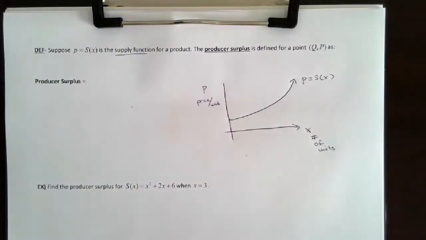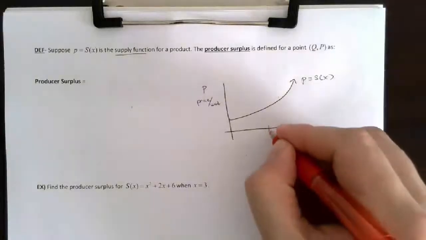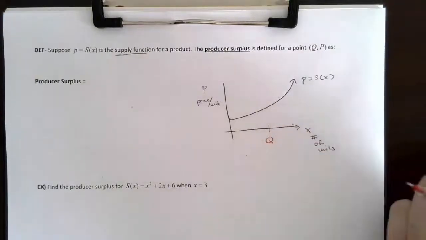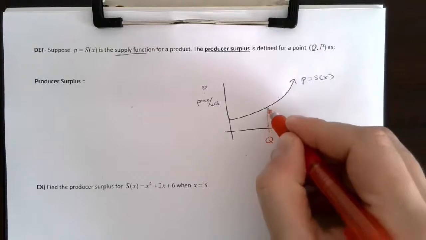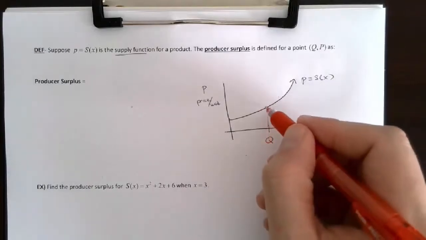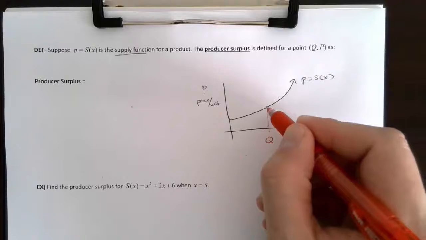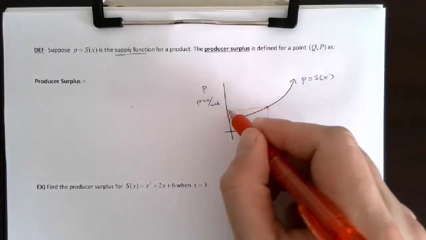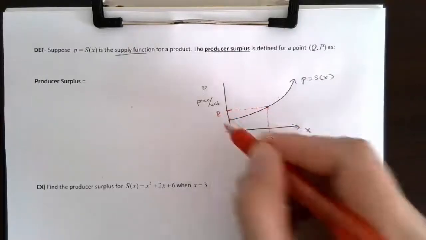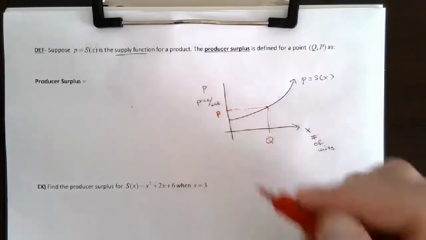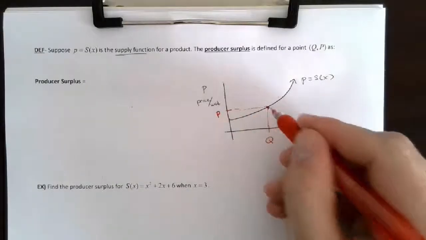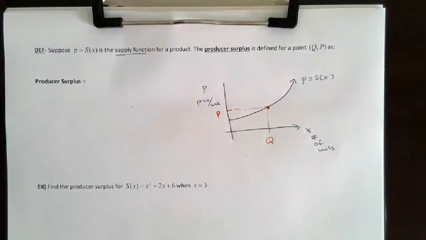And what they're saying is there's some sort of quantity Q. It's an X value, number of units, and following this up to here, we have a price that would be associated with that, which we call capital P, price per unit. And so that's our point Q comma P there. Now let's talk about what this kind of represents. This is the producer supply curve, so it's the price they're willing to accept for selling a quantity Q units.